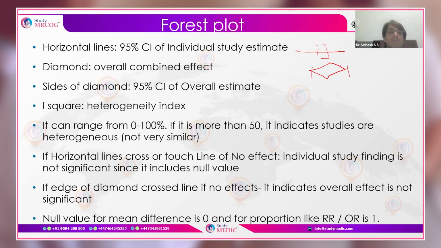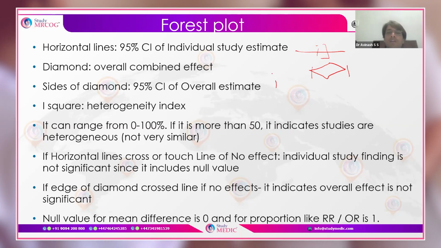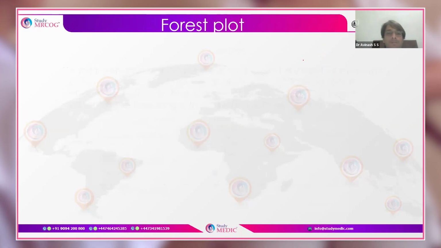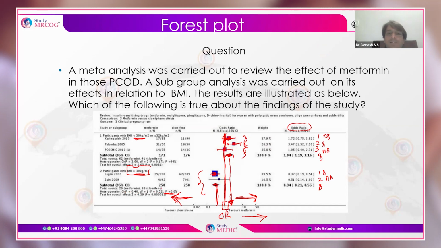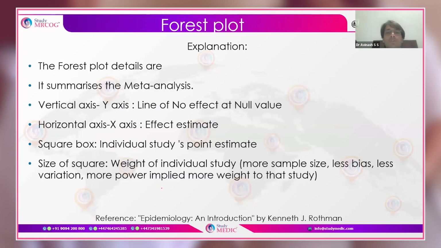There is also an I-square value, which gives the heterogeneity index. It can range from 0 to 100. If it is more than 50, it indicates studies are heterogeneous. If it is less than 40, the studies can be homogeneous with respect to the data that they are investigating. So the I-square value will be given somewhere here. If we go back, we can see the I-square value is given here. It is almost 0%. That means all the studies considered are homogeneous with respect to each other in terms of the data they are considering and the objective. So that is the I-square value, which tells us about the heterogeneity.